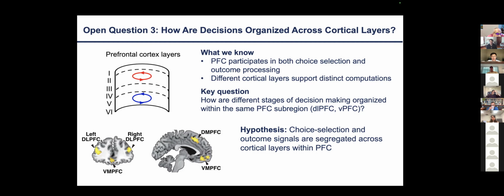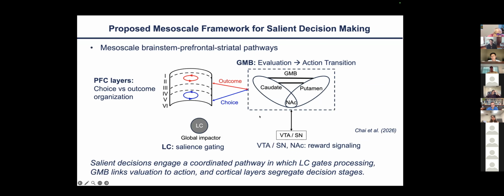And based on all those previous study knowledge and also our proposed hypotheses, we propose a mesoscale framework for the decision-making pathway. So we have this framework. In this framework, LC acts as a silence gating into the pathway. It could modulate the whole decision-making pathway, even at a large brain scale level.